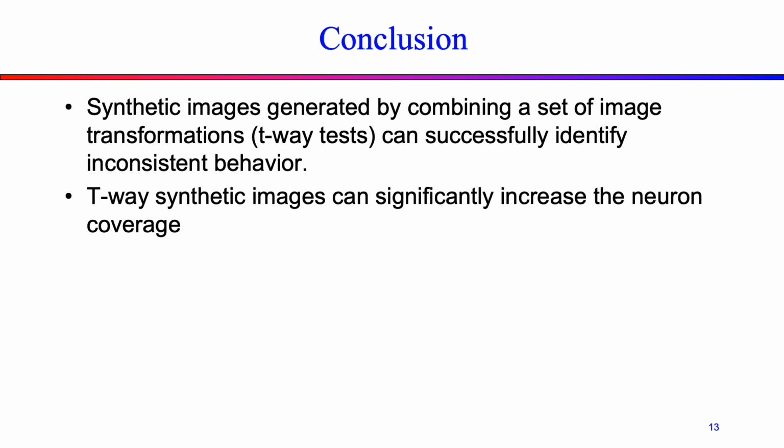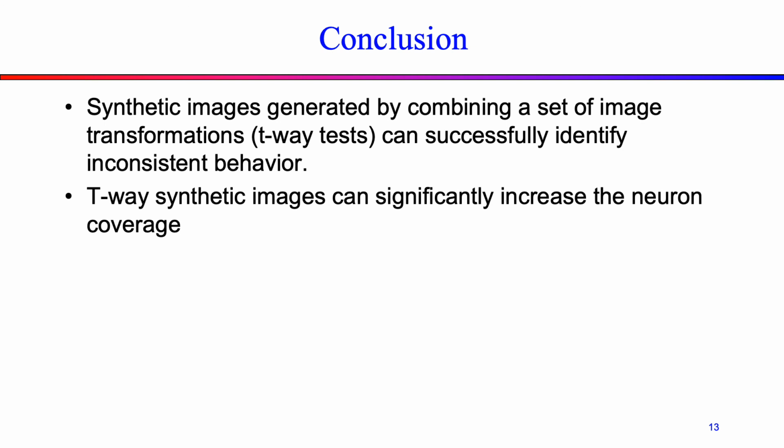In case 1, overall the Rambo model exhibits a better performance compared to the other two models. In case 2, for a threshold of 0.1, T-way images identify a significant number of inconsistent behaviors across three models. Also, the T-way test significantly increases the neuron coverage for the Rambo model.